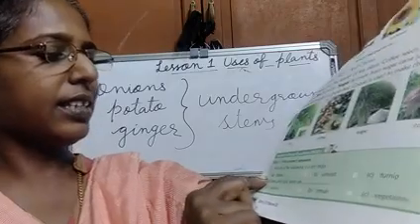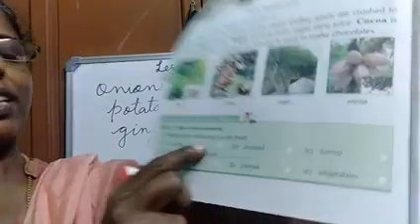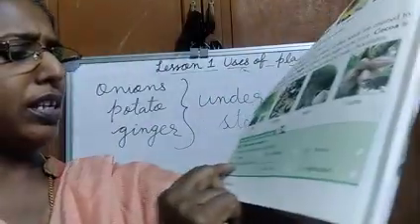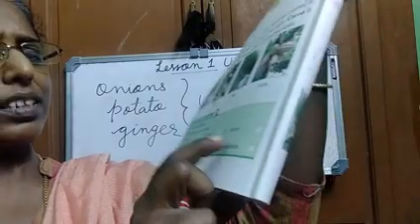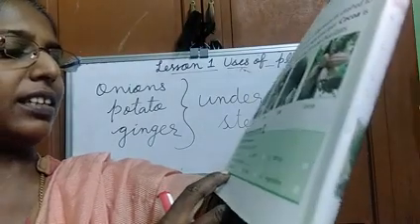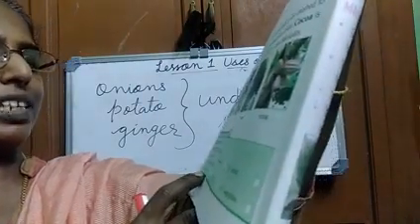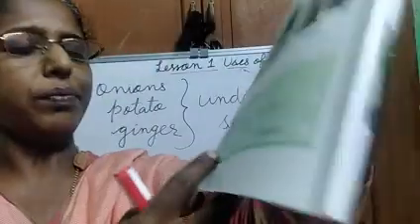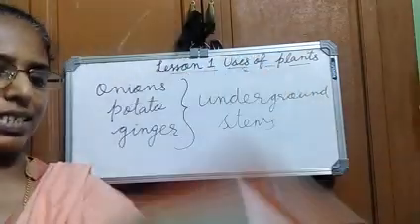Then next, which of the following is a dry fruit? Guava, almond, turnip. Which is a dry fruit? Almond is the answer. Then gram and black lentil are, what are they? Pulses. All of you mark pulses.